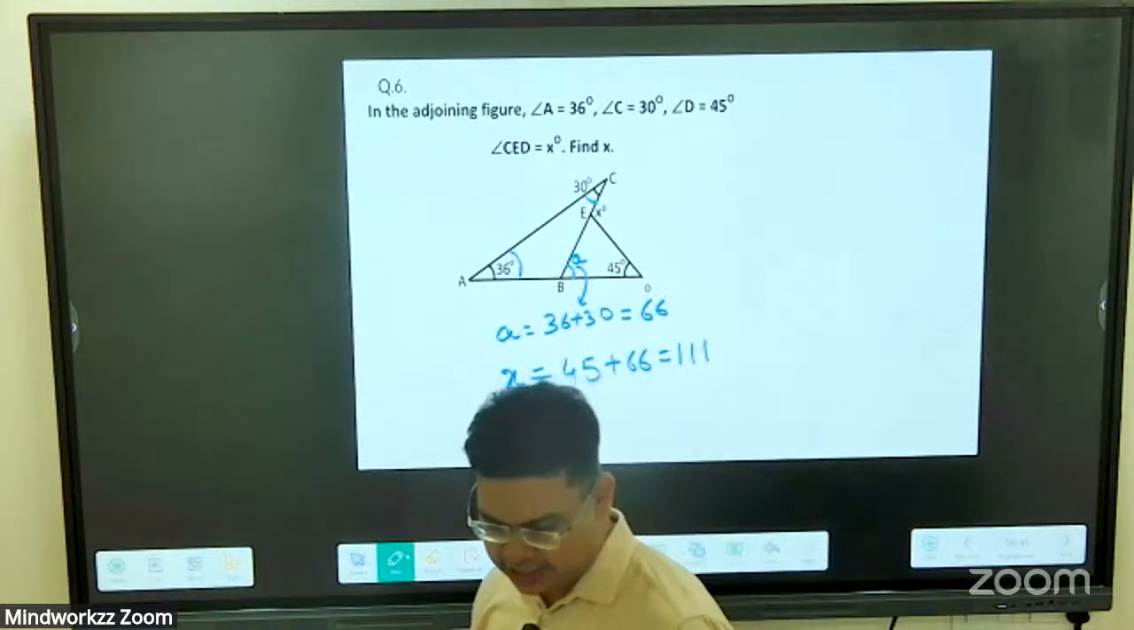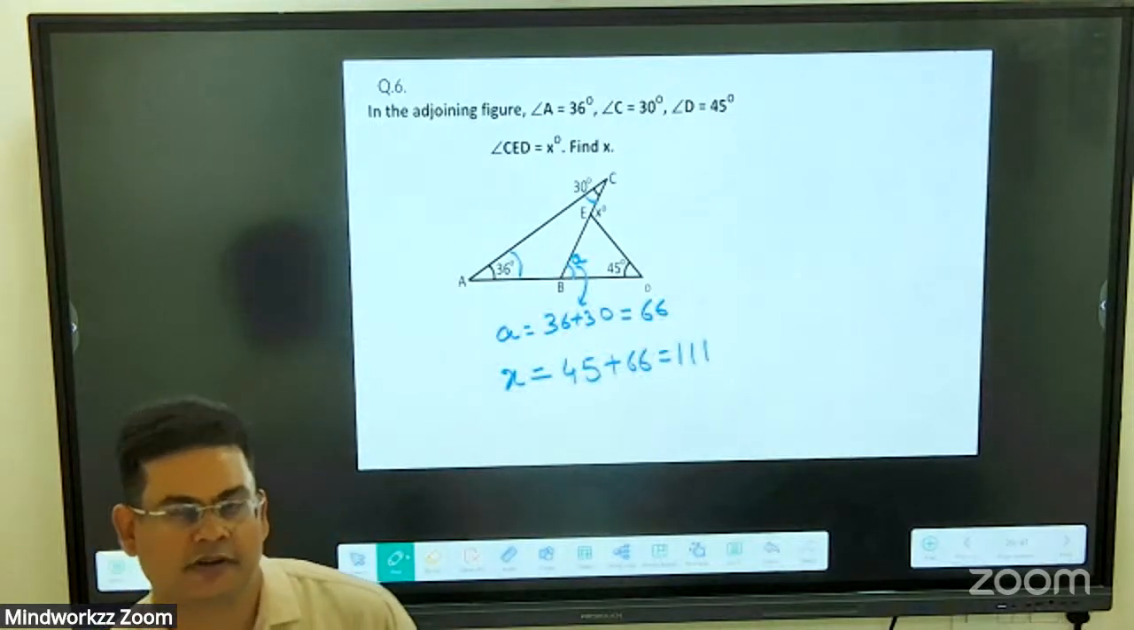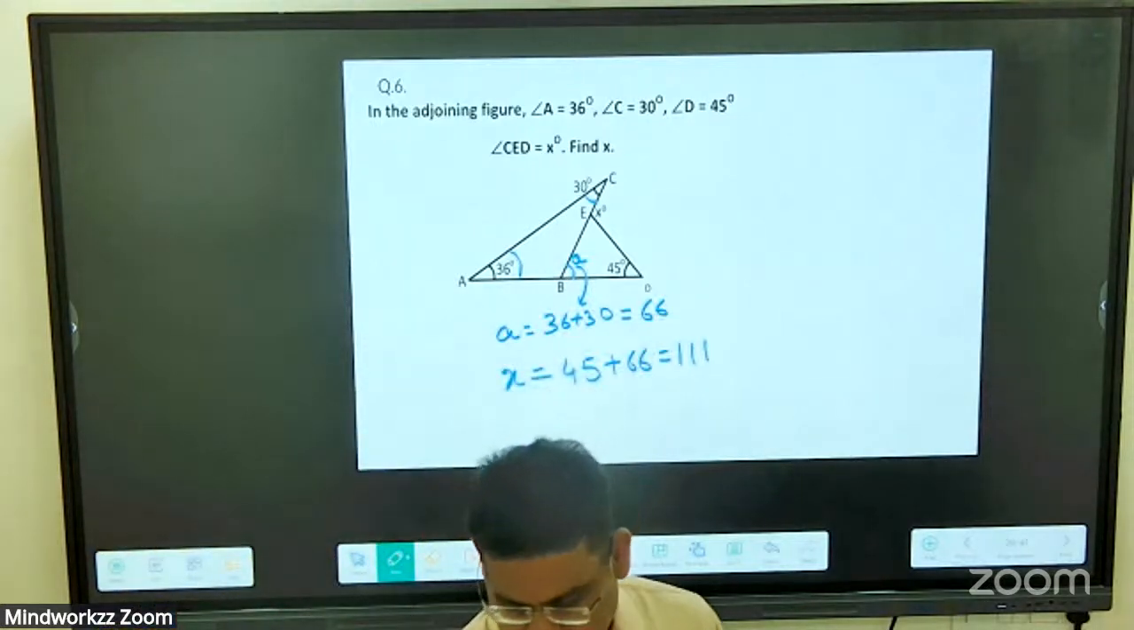So Winnie and Jia got it right. Jackie, can you confirm whether you have got it right? Whether you have understood this? Just type Y if understood.